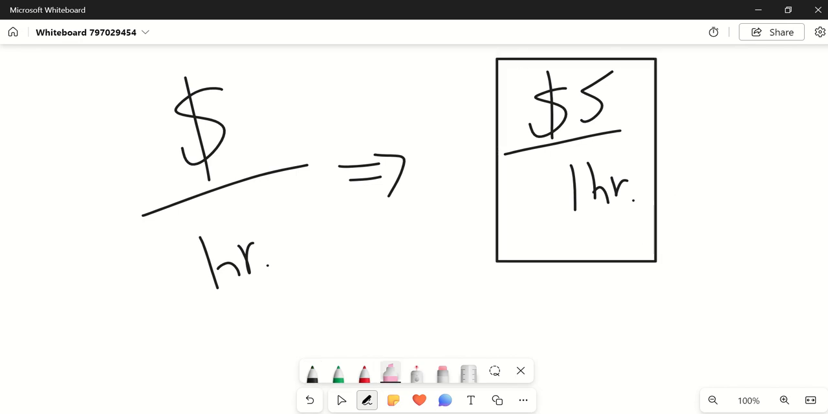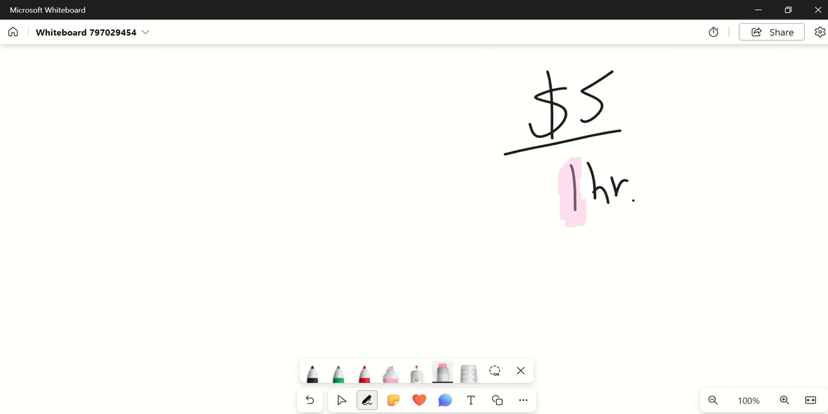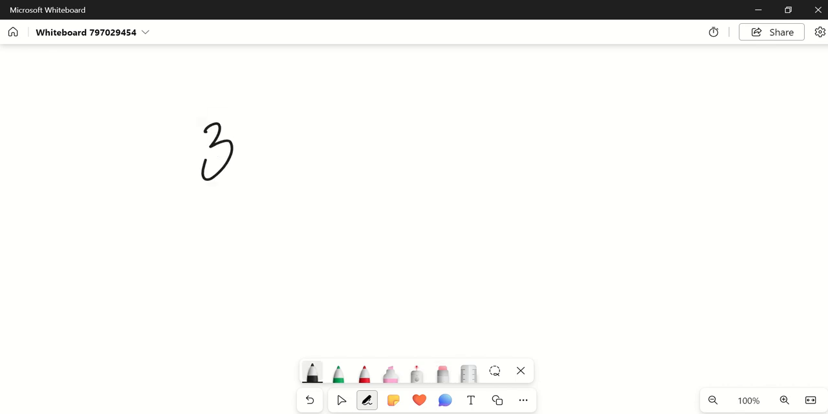A unit rate is when one of the numbers is 1. So in this case, this would be a unit rate. Let me give you an example of a non-unit rate. Let's say I get paid $35 for every 5 hours of work. Somebody charges you $35 for every 5 hours of work. This is a kind of out-of-the-box example, but this is not a unit rate.